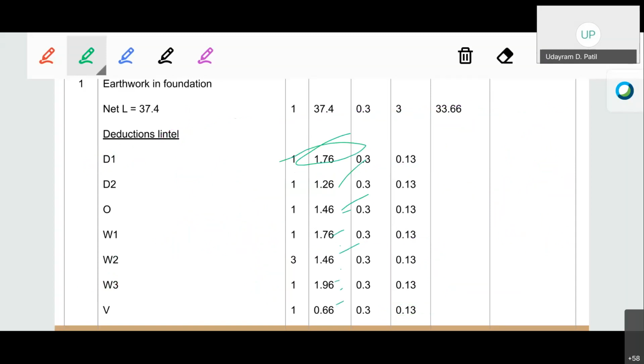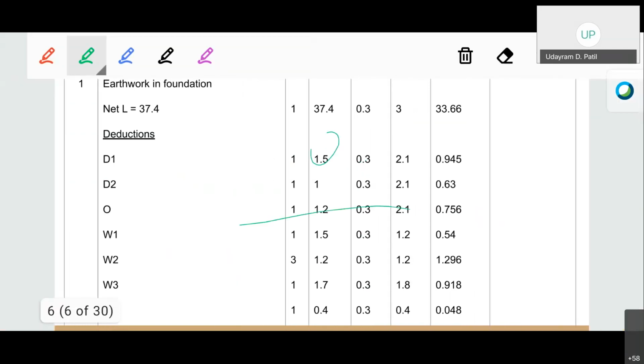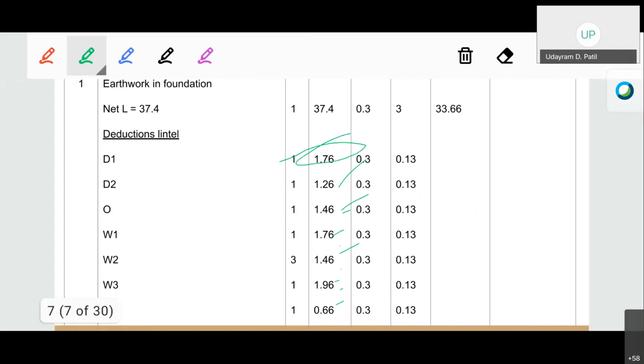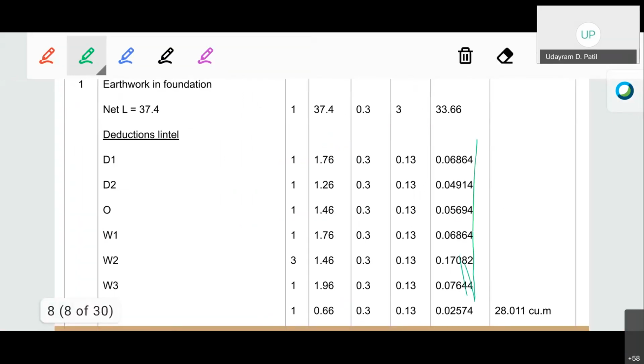Whatever the length was for the D1 and D2, add 0.26, that is 0.13 and 0.13 on both sides, that will give us the deduction for the lintel. Okay, so again, the deduction.